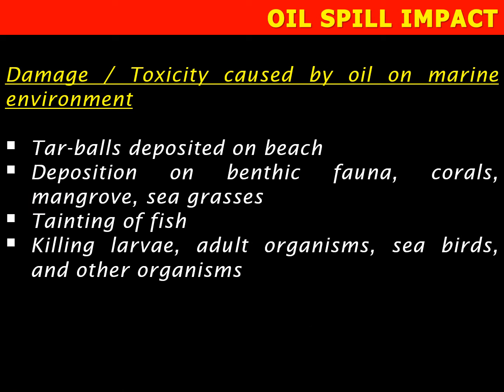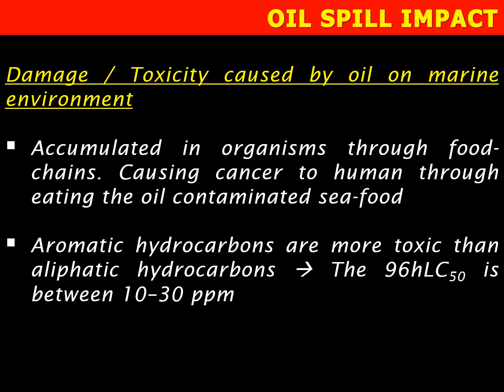What are the oil spill impacts? Damage and toxicity caused by oil on the marine environment. Tar balls deposited on beaches. Deposition on benthic fauna, corals, mangroves, seagrasses. Tainting of fish. Killing larvae, adult organisms, seabirds, and other organisms. Oil accumulates in organisms through food chains, causing cancer in humans who eat oil-contaminated seafood. Aromatic hydrocarbons are more toxic than aliphatic hydrocarbons. The 96-hour LC50 is between 10 and 30 parts per million.